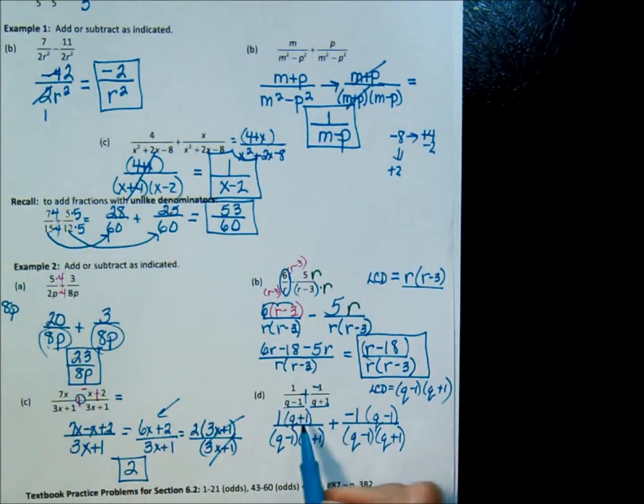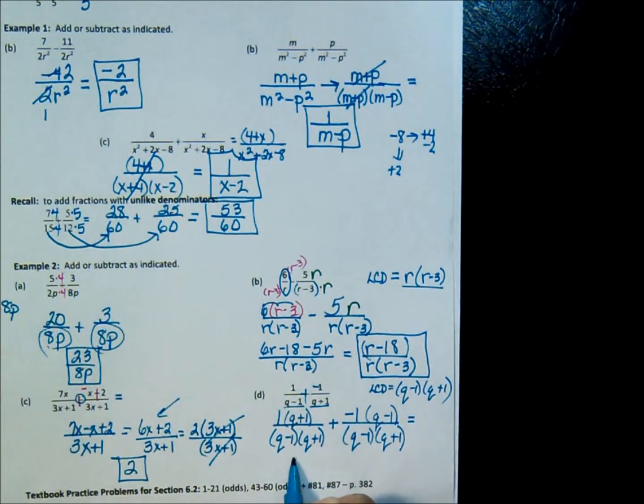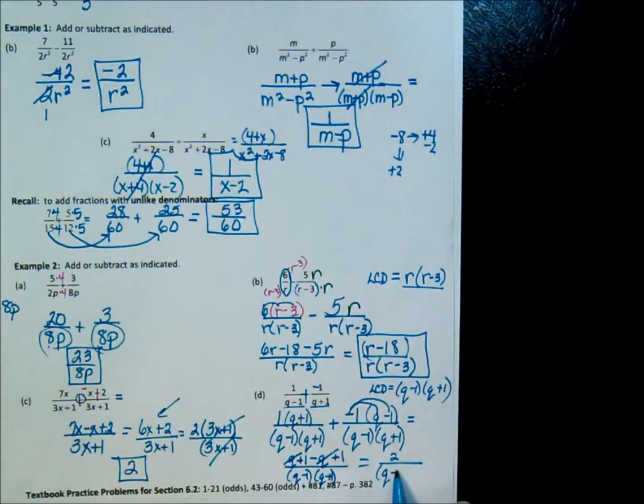So now when I distribute that 1 in my numerator, I'm going to get a Q plus 1. Here I'm going to distribute, I'm going to get minus Q plus 1, over Q minus 1, Q plus 1. My Q's go away, and I have a 2 over Q minus 1, Q plus 1. That is my simplified answer.